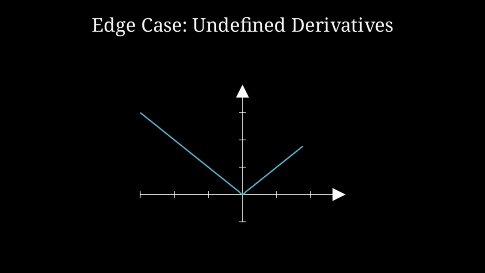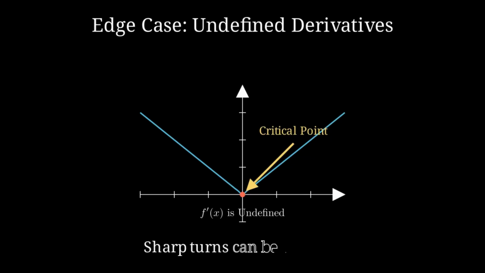Remember that critical points occur where the derivative is 0 or where it is undefined. A sharp corner on a graph, like an absolute value function, doesn't have a slope of 0, but it can still represent a minimum or maximum point in an optimization problem.